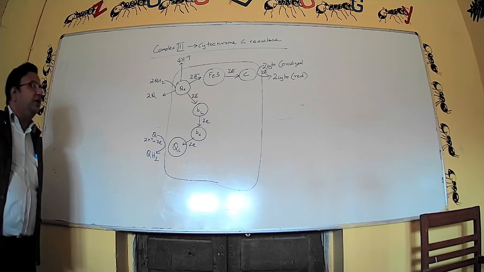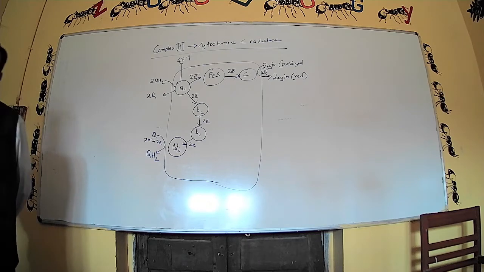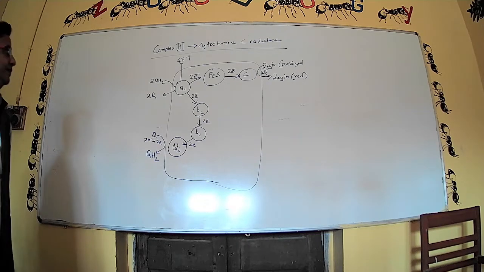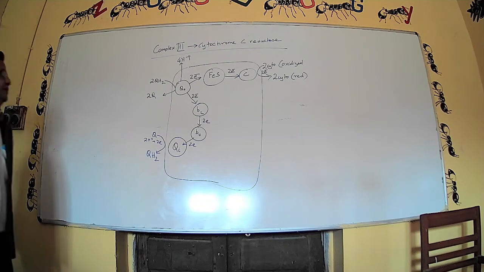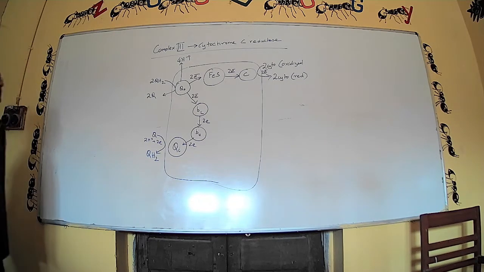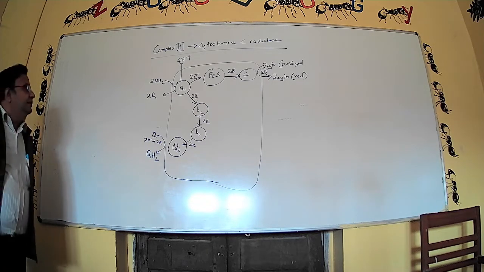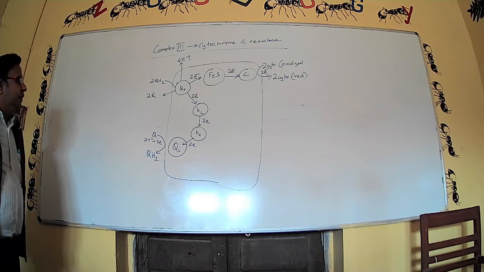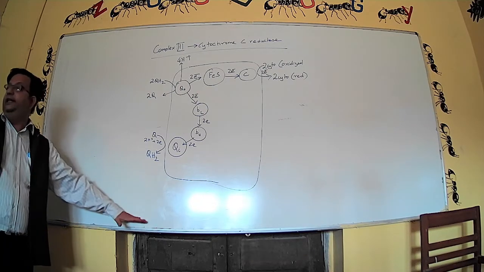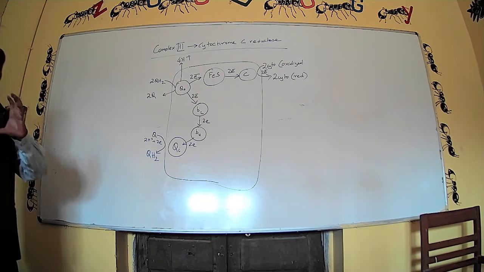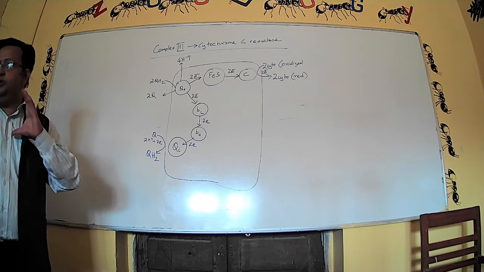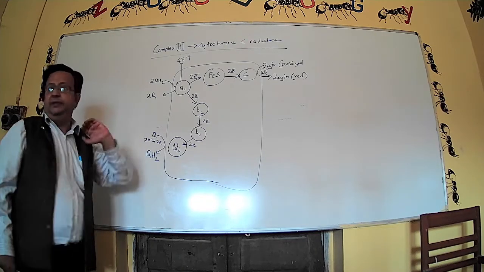Now these two reduced cytochromes will go to complex 4. So you can see inside, protons are reducing, H plus is going down, and in the intermembrane space it is increasing.